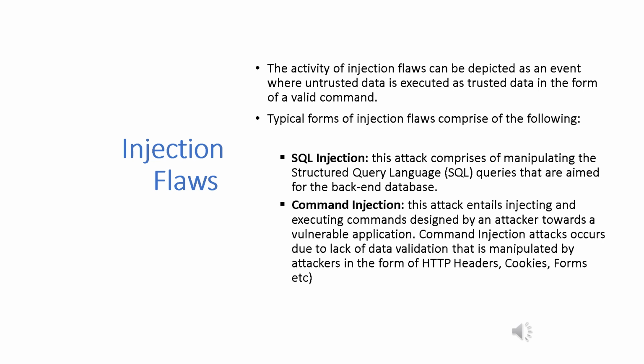Injection flaws. The activity of injection flaws can be depicted as an event where untrusted data is executed as trusted data in the form of a valid command. The typical forms of injection flaws comprise of the following: SQL injection. This attack comprises of manipulating the structured query language queries that are aimed for the backend database.